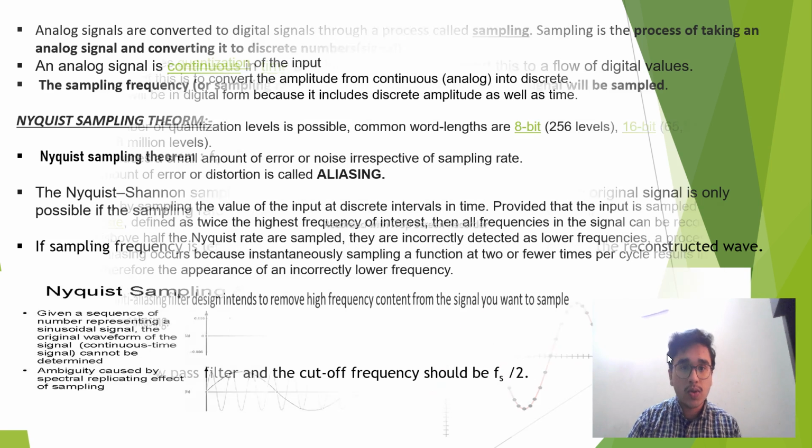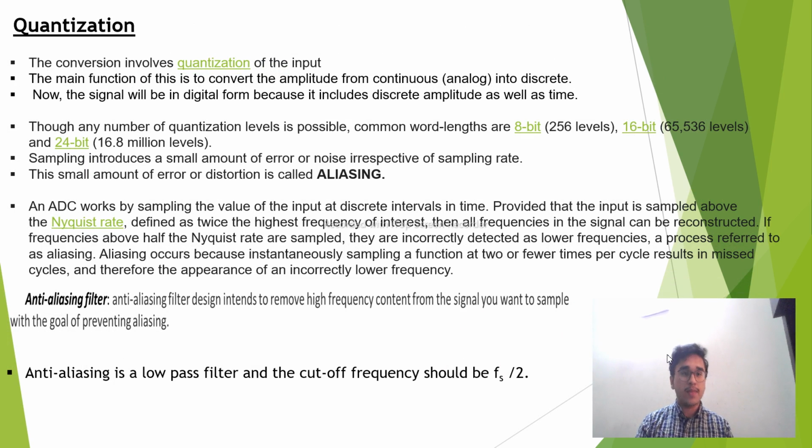Okay, so next we go into what is known as quantization. Quantization is one of the processes in an ADC, where the main function of quantization is to convert the amplitude from continuous into discrete. You know that analog is in continuous form and we have to convert it into discrete values. Quantization comes in various levels depending upon the n-bit ADC, like 8-bit, 16-bit and 24-bit, and depending upon the requirement we choose the level.